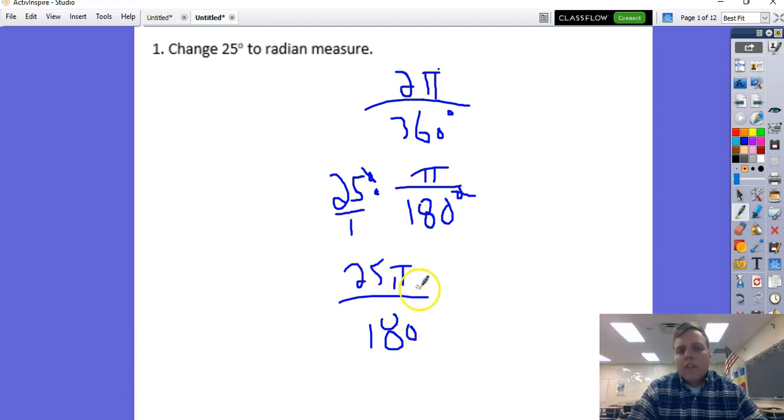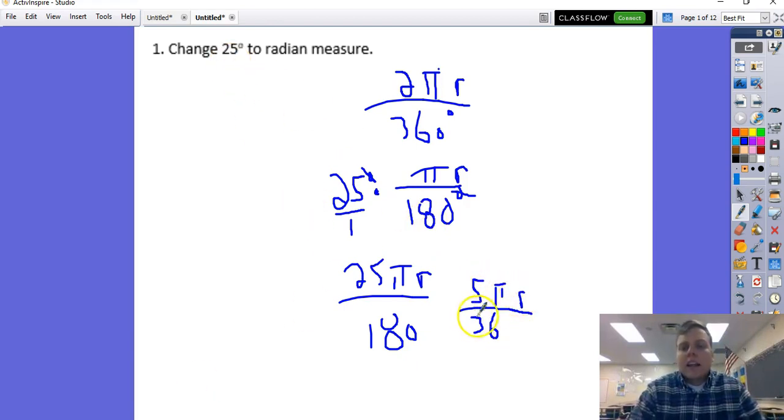So now we have 25 pi radians. I've been forgetting to write the word radians, so I'm just going to put r, but in this case r is not a variable. It stands for radians. Now I can reduce 25 and 180. 5 goes into both. 5 goes into 25 5 times, so I get 5 pi radians over, let's see, 5 goes into 180. 5 goes into 18 3 times, 15, 6, there we go. So we get that 25 degrees is the same as 5 pi radians over 36.